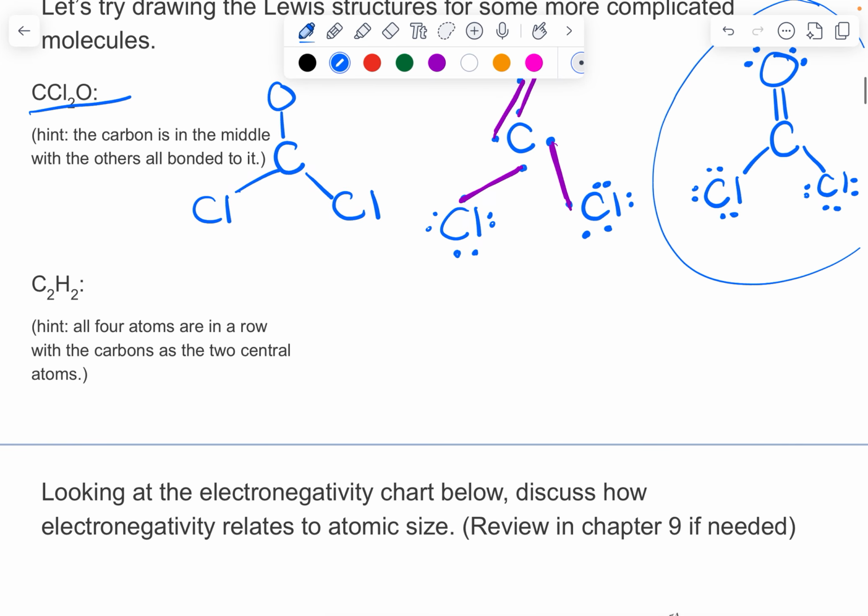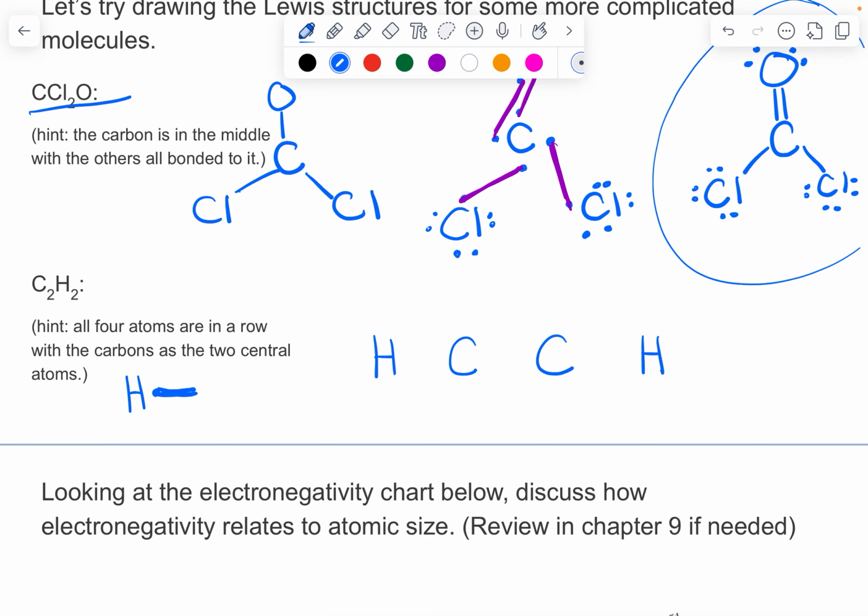All right, next one, it says all 4 atoms are in a row. The carbons have to be in the middle of that row because hydrogen, remember, comes in with 1 electron and then it needs to share. So it'll form a bond with something else, but it's only ever a bond. It's never a lone pair on anything on hydrogen. And hydrogen could never form a second bond. So because of that, hydrogen has to be on the outside, just forming a single bond with something else.